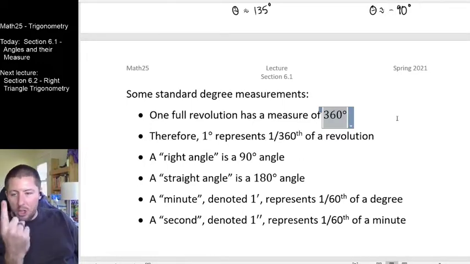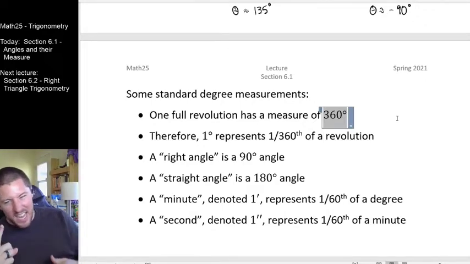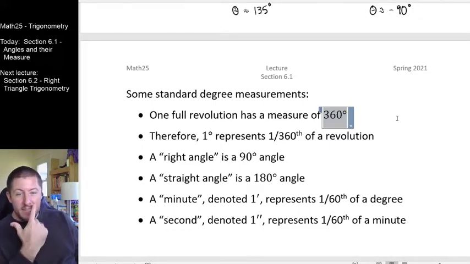360 is divisible by 2, it's divisible by 3, it's divisible by 4, it's divisible by 5, it's divisible by 6, it's not divisible by 7, it's divisible by 8, it's divisible by 9, it's divisible by 10, not divisible by 11, it's divisible by 12. It's got so much divisibility. It's divisible by 15, 20, so many numbers out there.